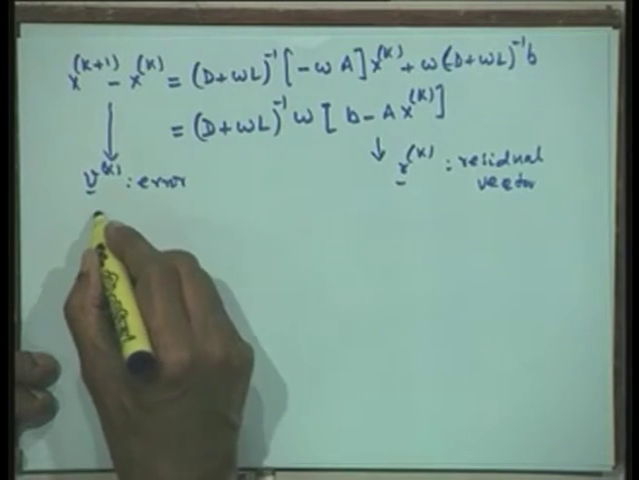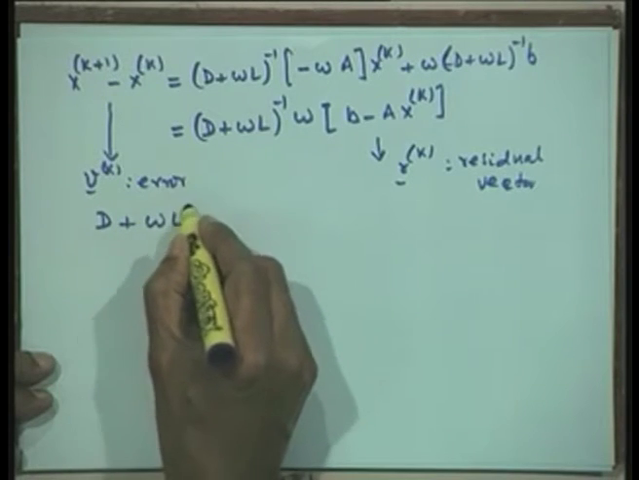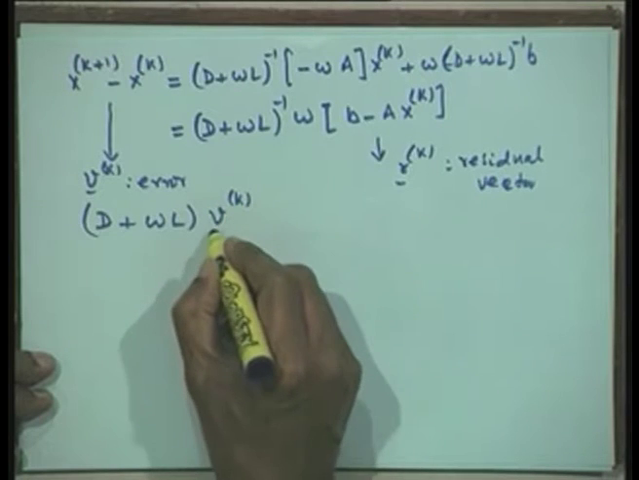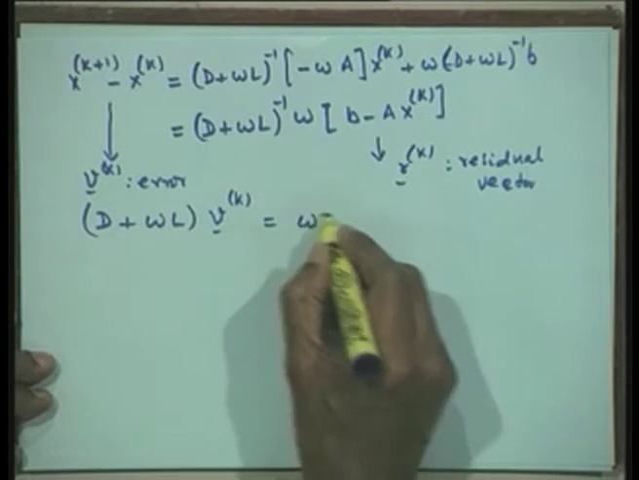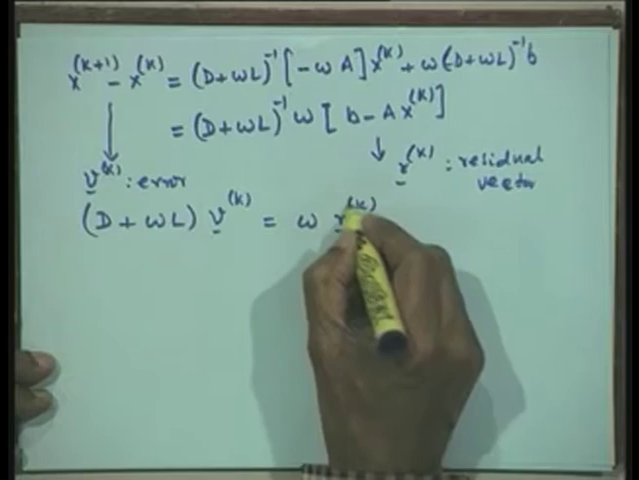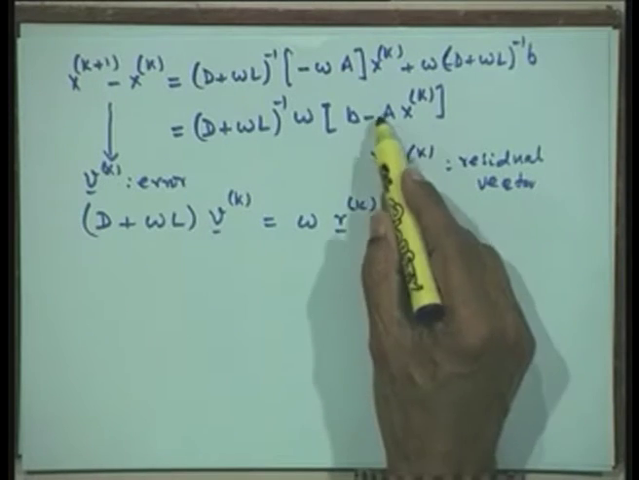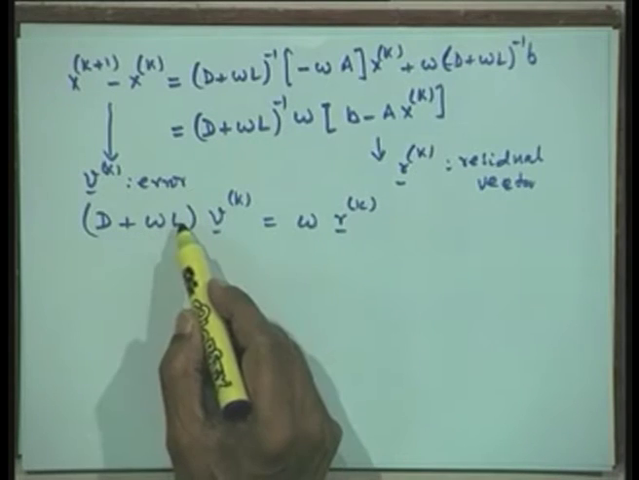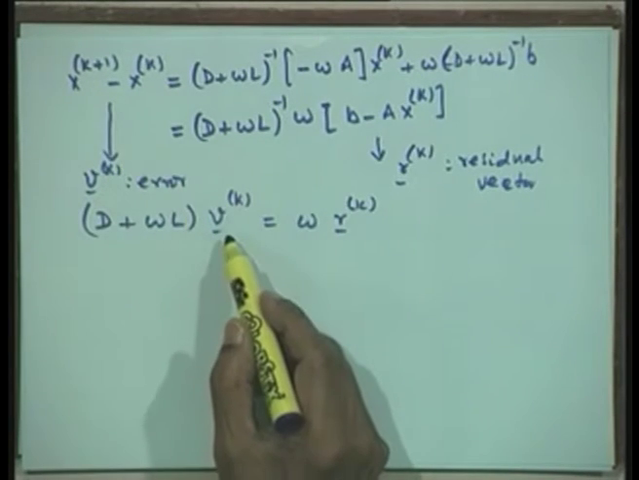Therefore, I can write down the method as D plus omega L times V k is equal to omega R k. So, this is our residual vector, multiplied by this omega, and we have pre-multiplied by D plus omega L, and this is our error V k.